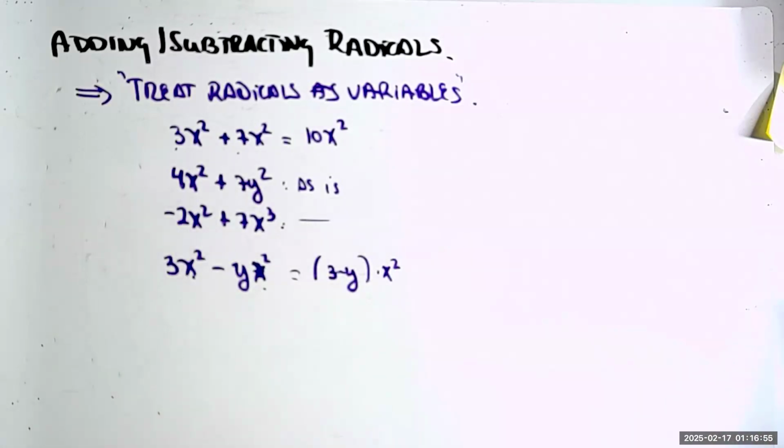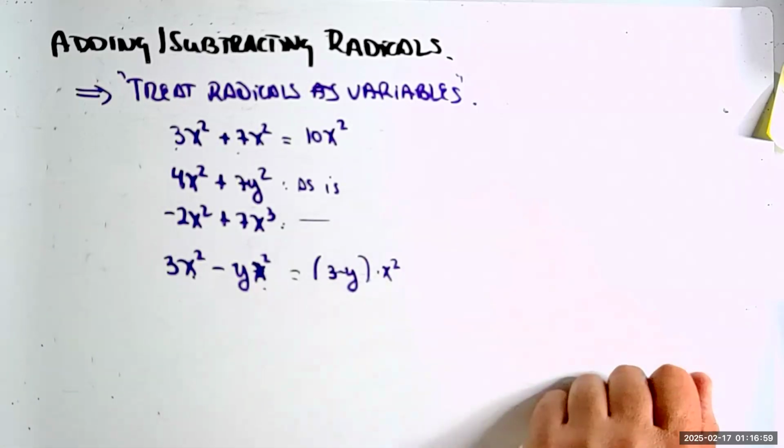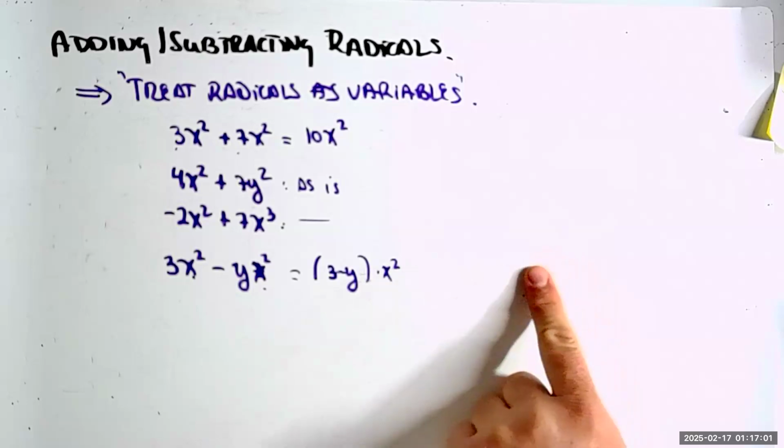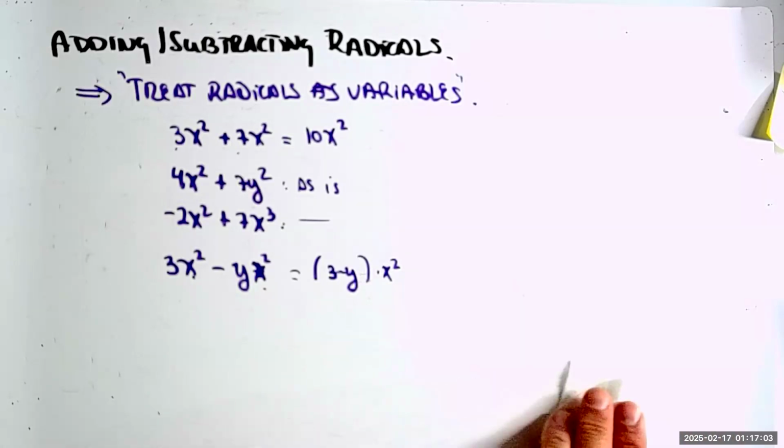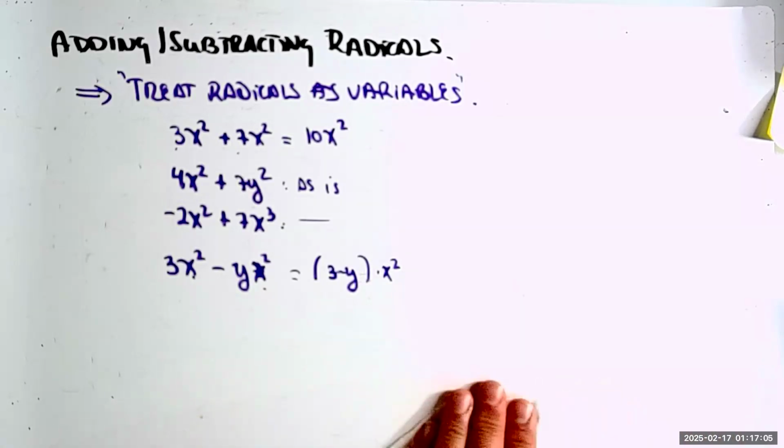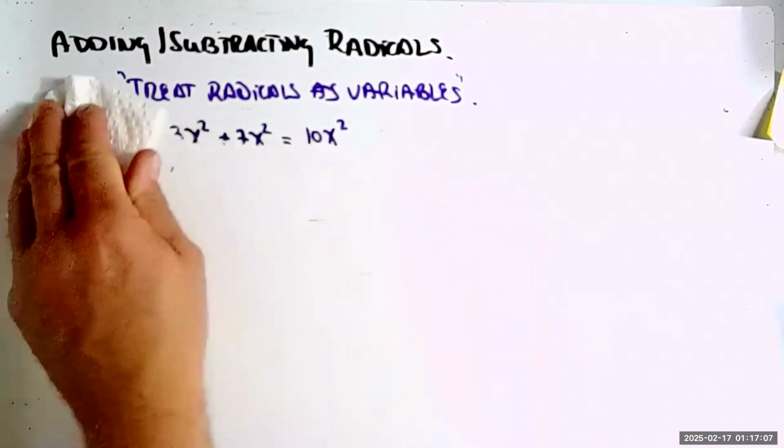So that's what we are going to be doing when we deal with radicals. We have to make sure that the index and the radicand match in order to combine them. So let's do a couple of examples.